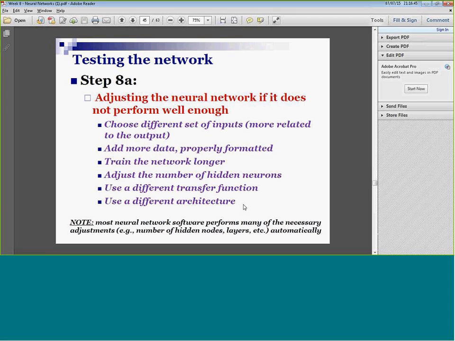It might be that you want to try, this would be my last choice, a different architecture. In other words, try one of those fancier, more exotic architectures. Okay. Most software performs many of the adjustments automatically. You'll see you can set that up in SAS Enterprise Miner to do so.